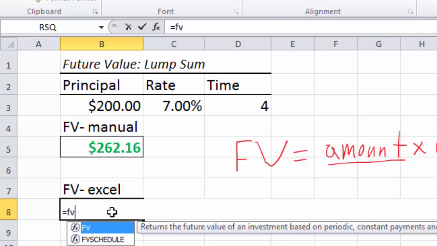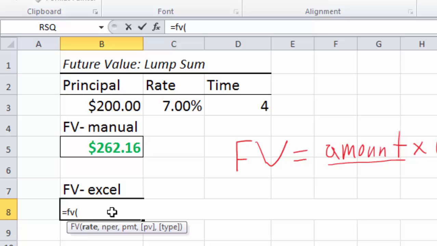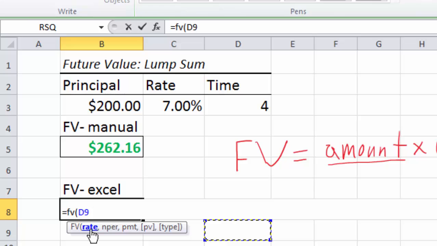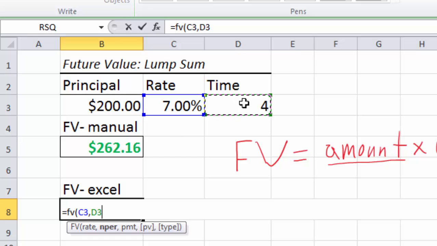FV, future value, open parentheses, and then Excel simply has us do each component of the formula: the rate, the number of periods, the payment, the present value, here that's the $200, and the type, beginning or end of period. First off, the rate, that's found in C3. Then the number of periods, that's found in D3. Notice this time I'm clicking to select them.